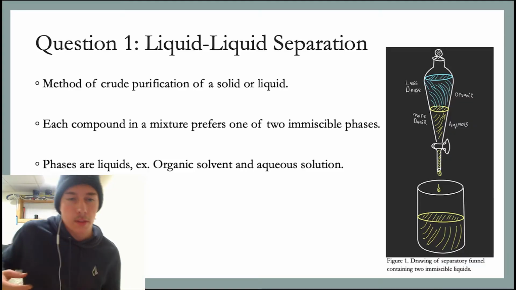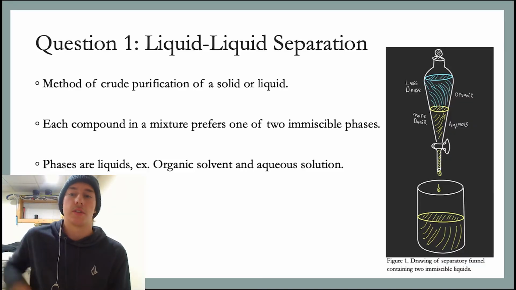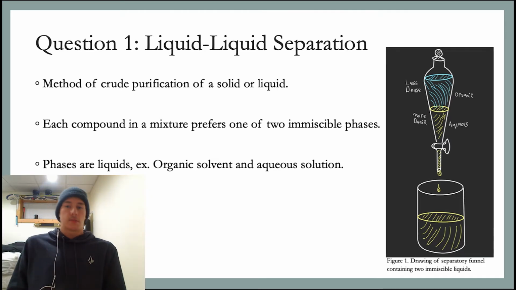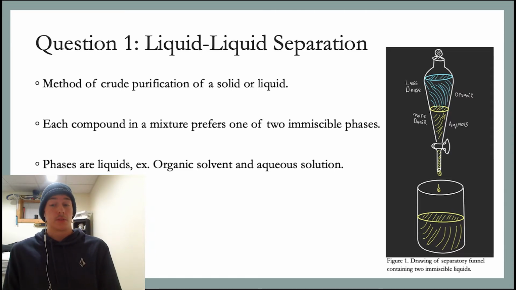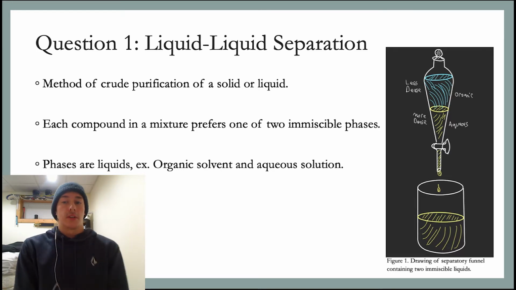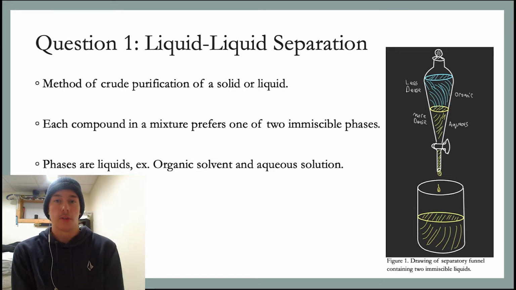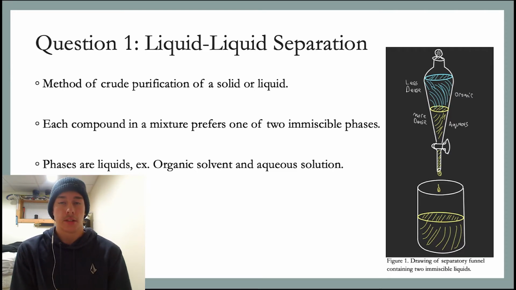Alright, so question 1 is about liquid-liquid separation. Question 1 is asking the difference between washing and extracting in a liquid-liquid separation context. It's first necessary to understand what a liquid-liquid separation is. You use liquid-liquid separation to purify or separate mixtures of different components. You start off by taking two solutions that have limited solubility in each other but can each dissolve a different component of the unknown mixture. A common example is when you'd have an organic layer and an aqueous layer.